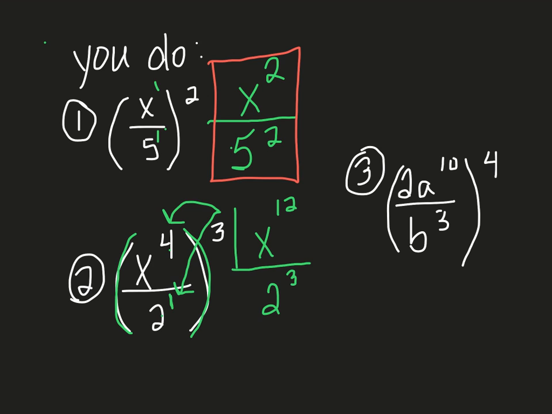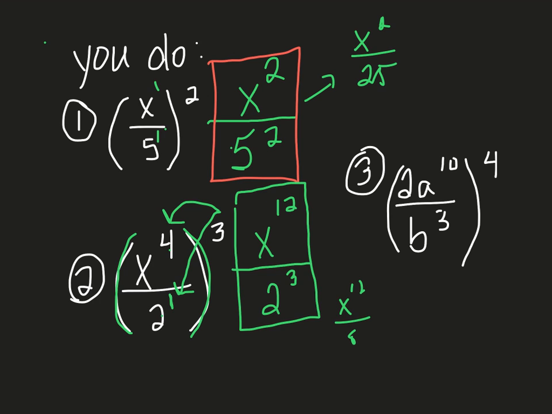So here again, on these 2, you could have worked them out if you had to. This would have been x squared over 25. Oh, beautiful handwriting. This would have been x to the 12th power over 8. Okay, I'm going to work out number 3 on the next page.